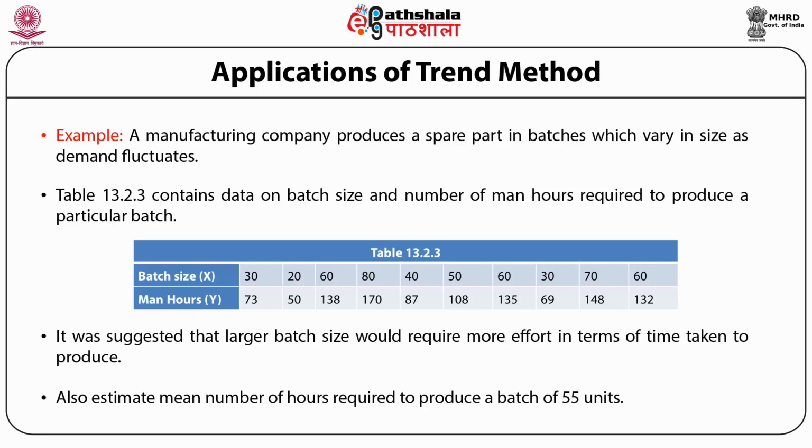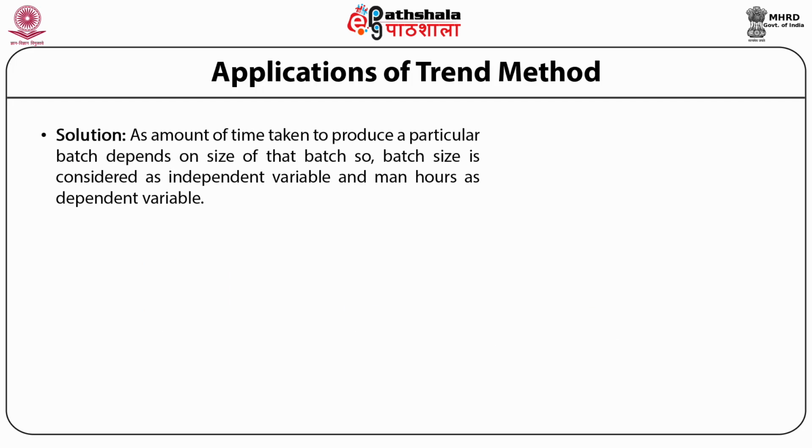The most important thing to understand in this example is that the time period is taken as the dependent variable and batch size is the independent variable. So a causal effect has to be understood before forecasting the demand by using simple linear regression. The solution for this method is that the amount of time taken to produce a particular batch depends on the size of that batch. So batch size is considered the independent variable and man hours the dependent variable.